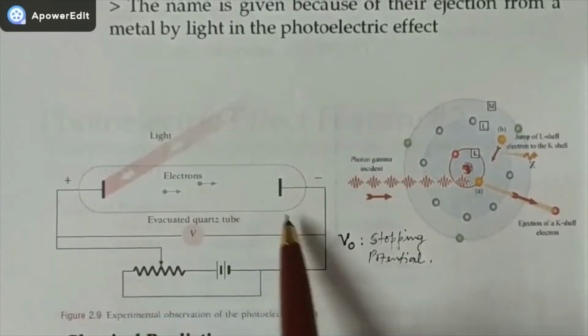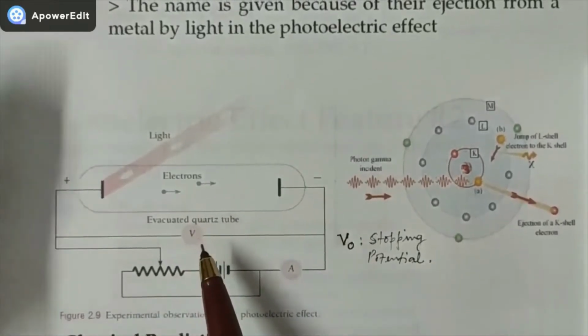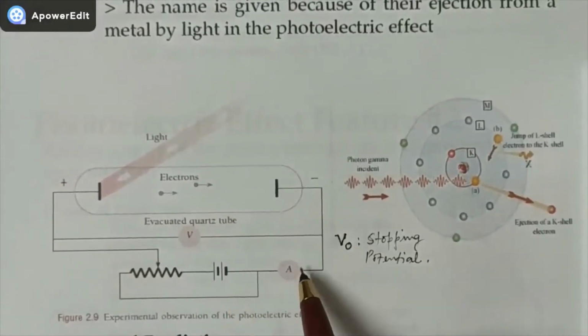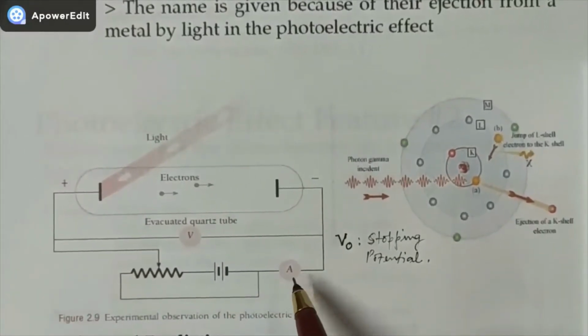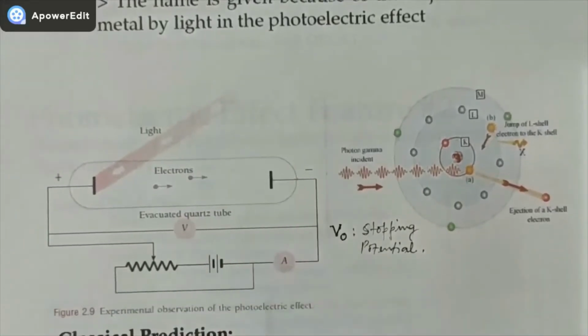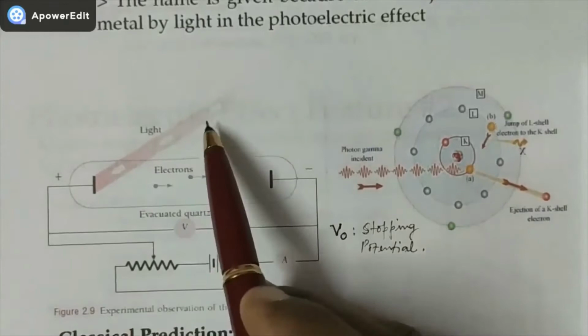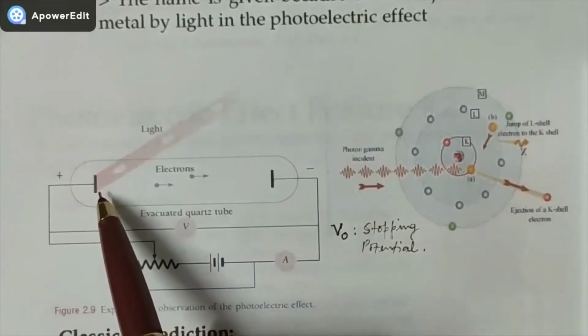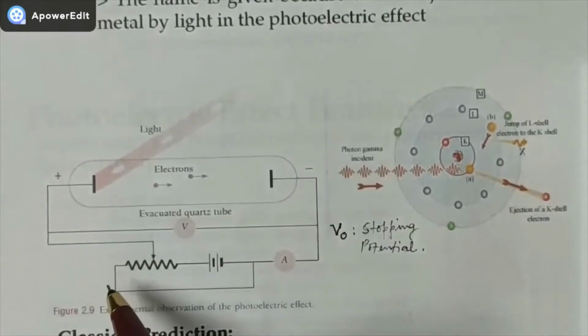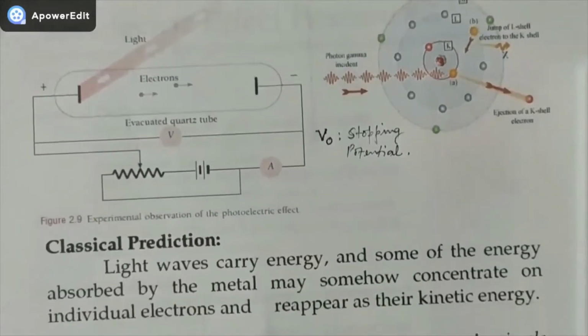So this is the explanation of the photoelectric effect, how the photoelectric effect is happening, and we are getting a current in the ammeter. So now how to explain this phenomenon, why this is happening, why when the light is shining on the metallic surface, the electrons are coming out from this metallic surface. So people thought that it's not a big deal.